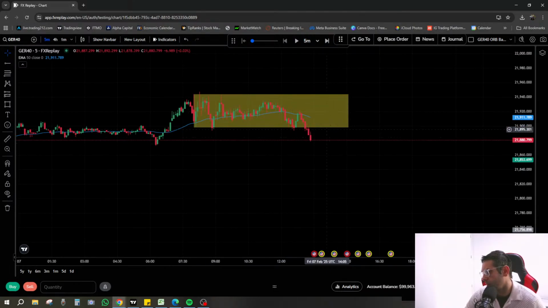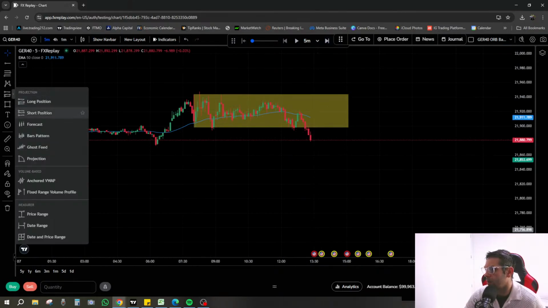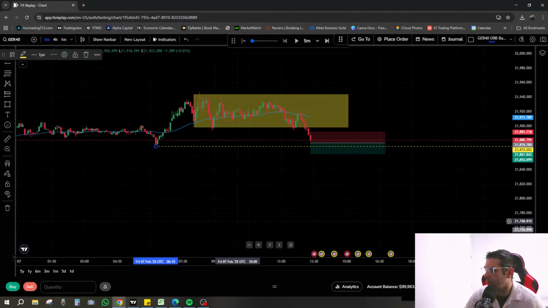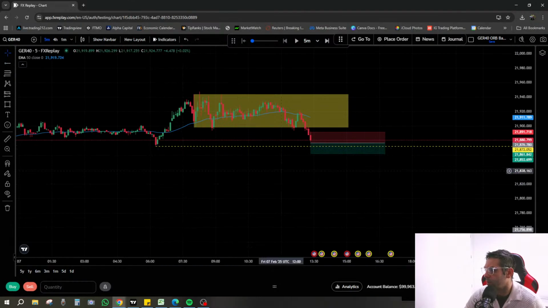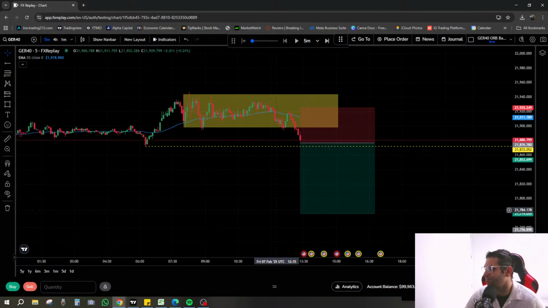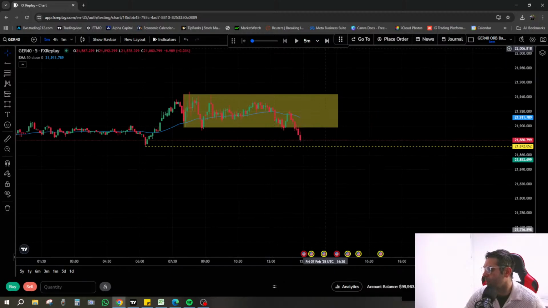Okay, so now we have a break. I'll wait for a retest on this one, because I'm selling from a level where price has rejected previously, so I wouldn't really have the confidence to sell right here. Also the stop loss size is quite big, aiming for 1 to 2. Not ideal, so I'll just wait this one.